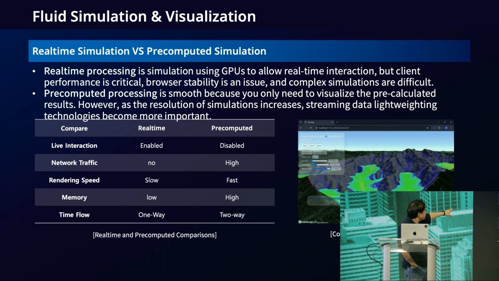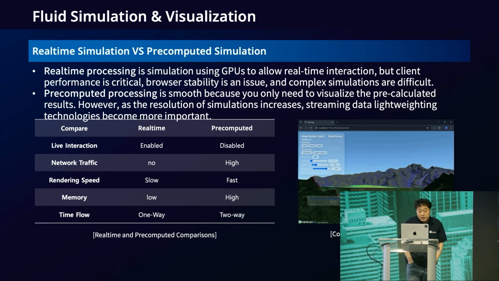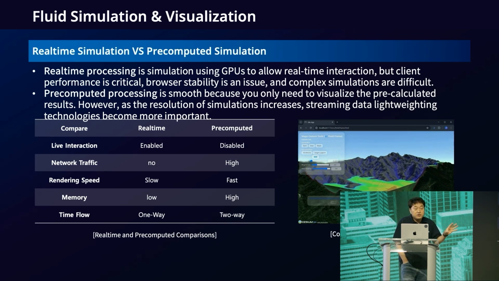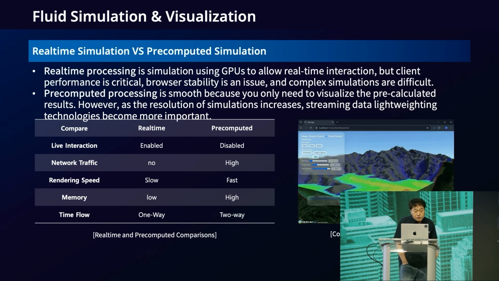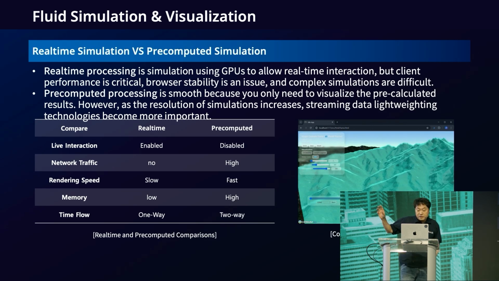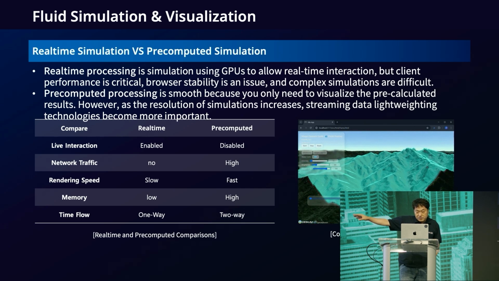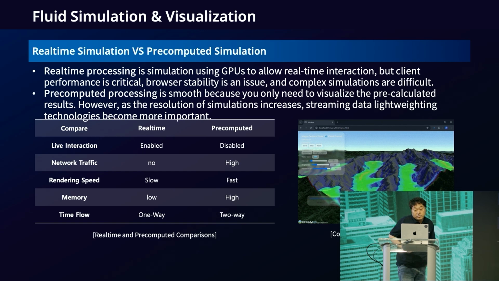On the left side now you can see if you use the real-time simulation, you can interact live. But in a pre-computed simulation, you could not. But also in a real-time simulation, all the things will be calculated in your web browser, so we would not need any network traffic. But if there is a pre-computed simulation on the server side, we should take that from the server, so we have to have huge network traffic.